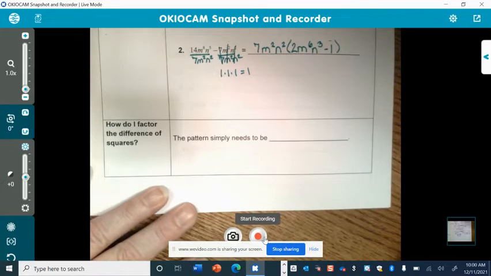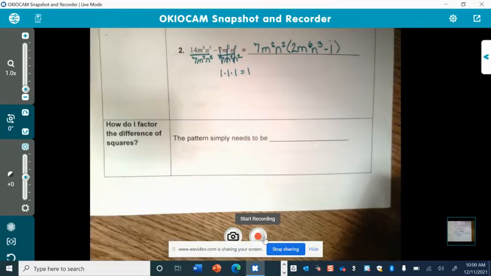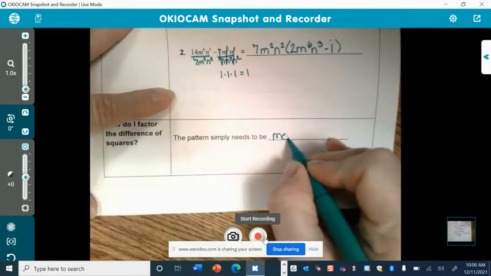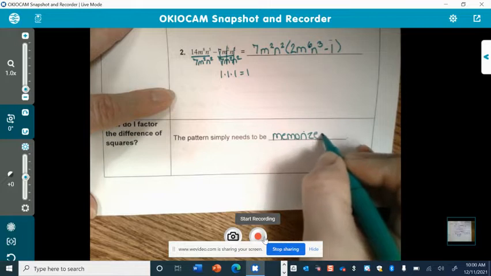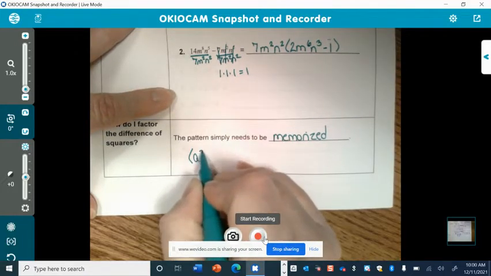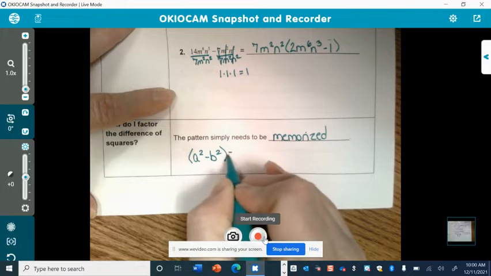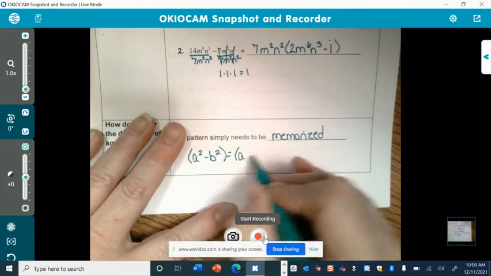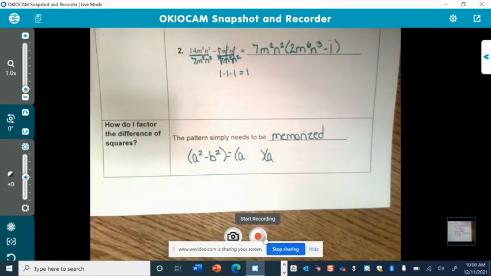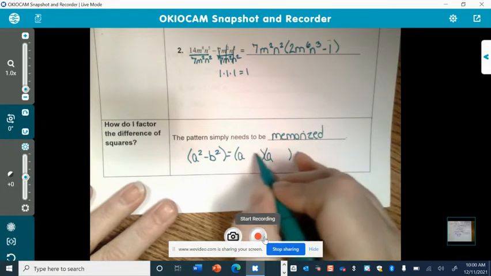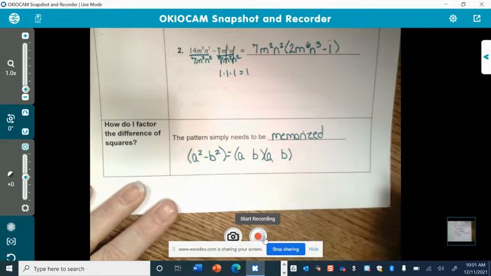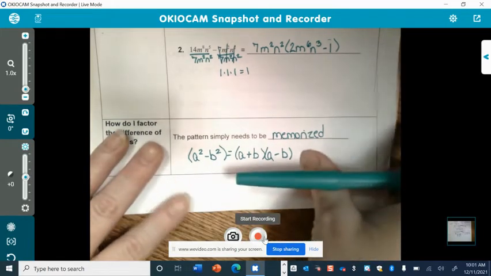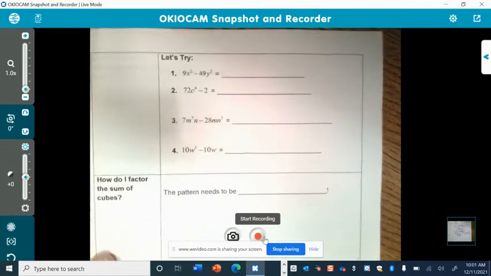All right, the difference of squares actually comes from Algebra 1, and you need to memorize your pattern. It is a squared minus b squared, and this is going to equal the square root of the first in the front of the parentheses, the square root of the second in the back of the parentheses. One has to be addition, one has to be subtraction. So let's do a couple of these.